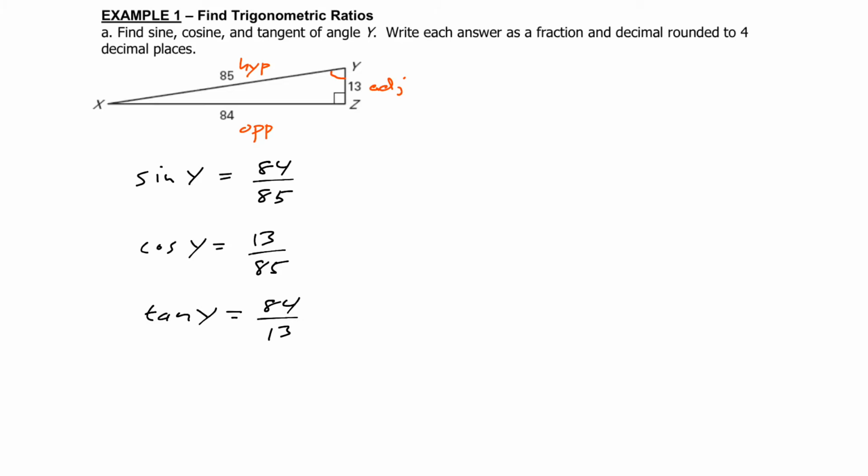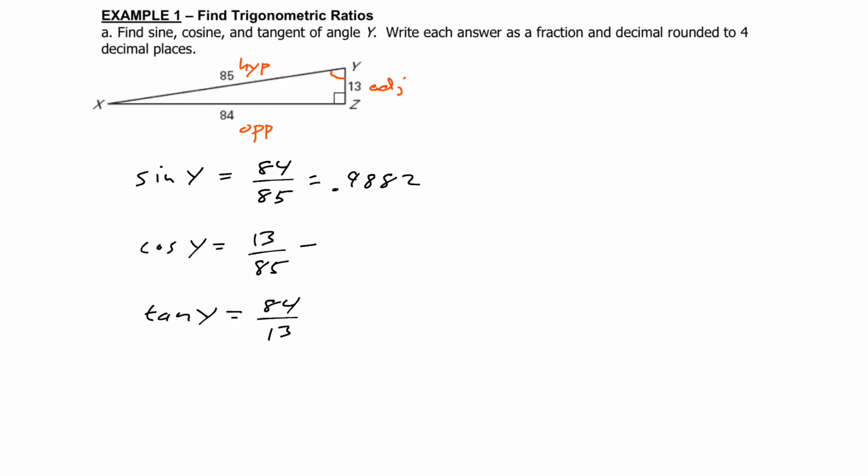Then all we have to do to finish this is it says we also want to write down these ratios as decimals rounded to 4 decimal places. So the sine was 84 divided by 85. So you're going to put that in your calculator and you're going to round off after 4 digits after the decimal point. So if we do that, for this one, we're going to get 0.9882.